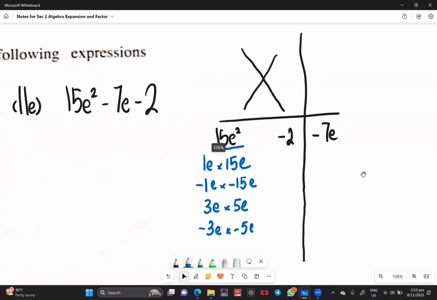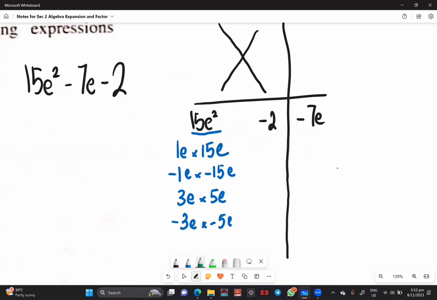Make sense? Now, when I go to -2, I have -1 times 2. I also have -2 times 1. True? Okay, so where I want to get to, this is my goal. What's my goal? My goal is to get to -7e.